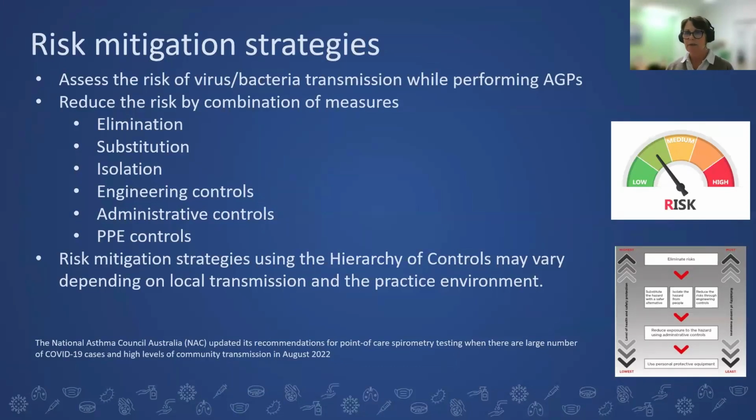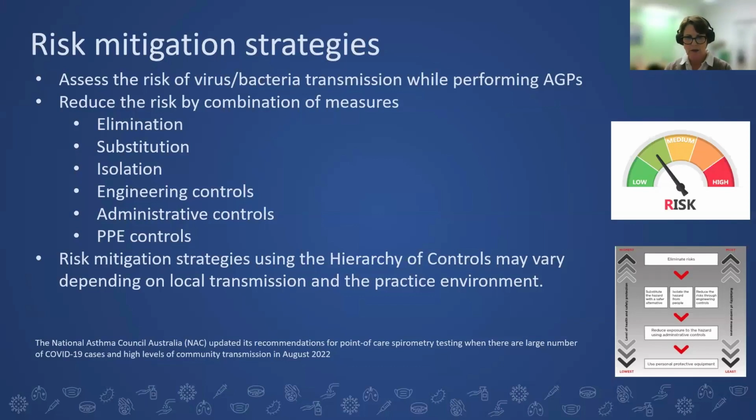So if we can't eliminate, can we substitute the risk? Can we isolate the risk? Can we use engineering controls, so we can engineer the hazard or the risk out of the procedure? Can we use our administrative controls? And as we know, the lowest and least effective, our PPE controls. But what we actually finish up doing is usually a combination of these strategies to be able to manage the situation.